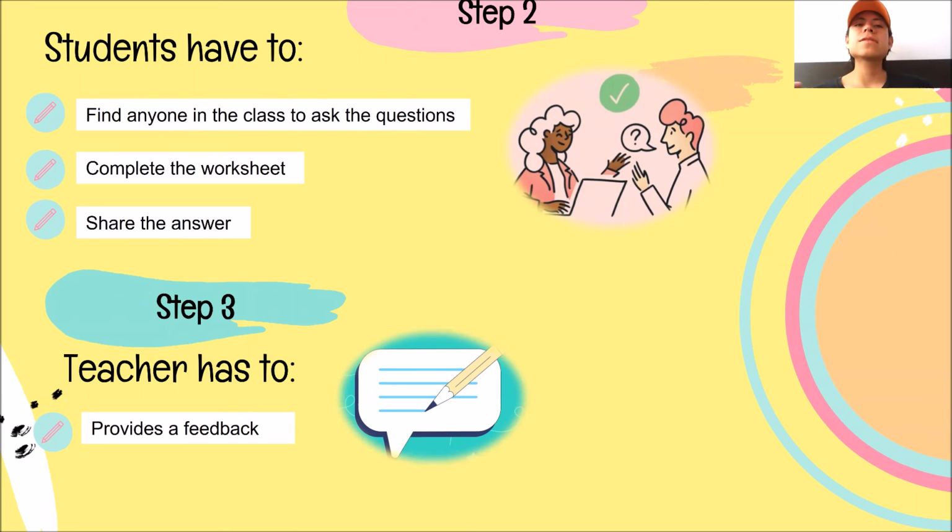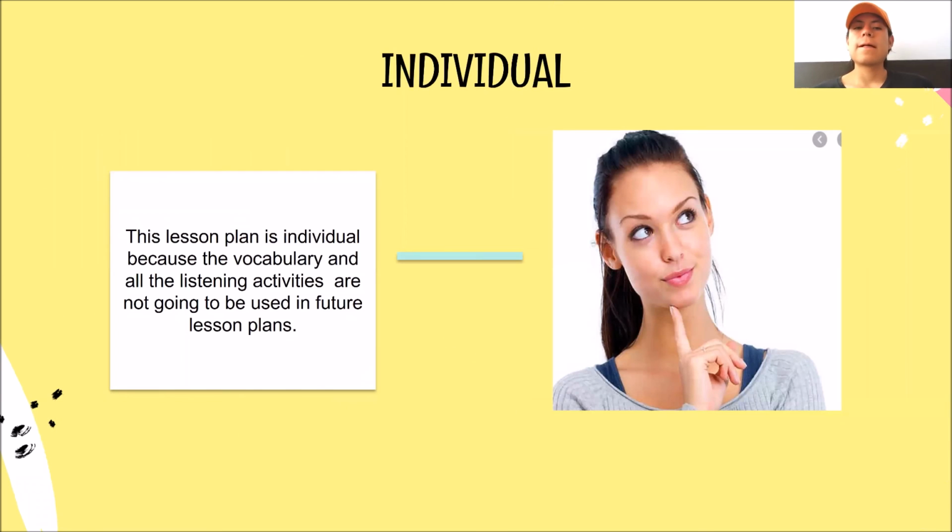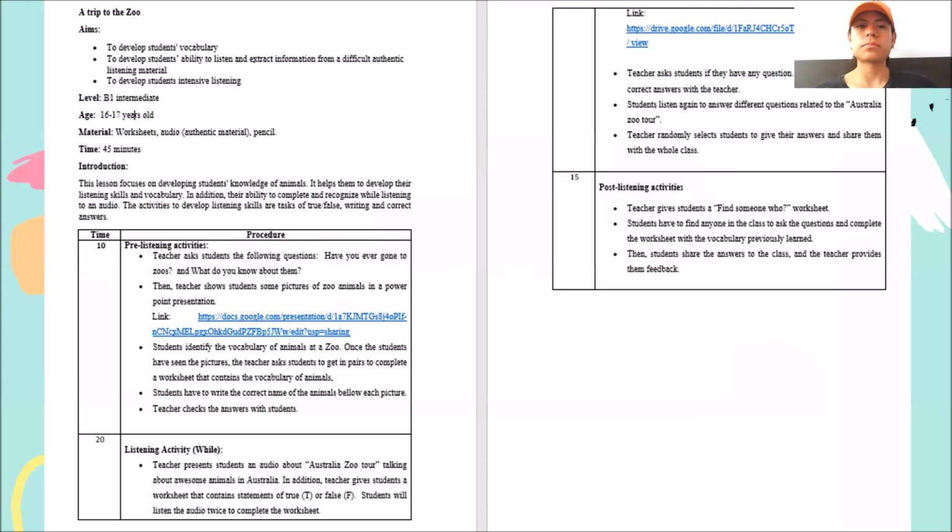In step 2, the students have to find anyone in the class to ask these questions. After, they have to complete the worksheet and finally share the answers. As step 3, the teacher has to provide feedback if necessary to the students. This lesson plan is individual because the vocabulary and all the listening activities are not going to be used in future lesson plans.